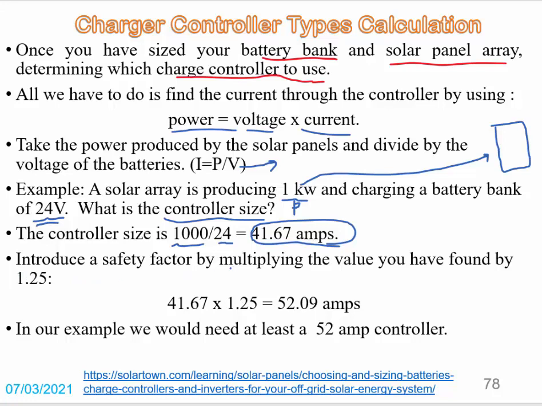Now introduce a safety margin. So now we have to add a safety margin, because some motors or other devices, when they are turned on, maybe need a current more than the optimum value.